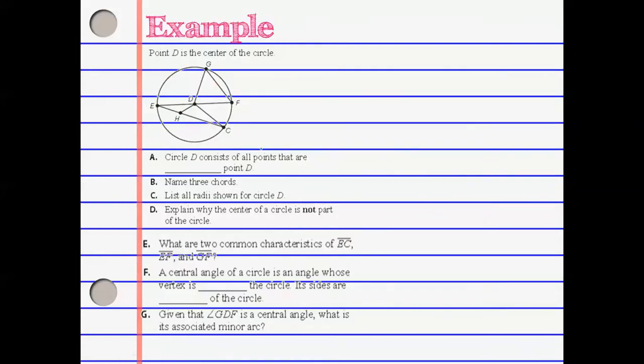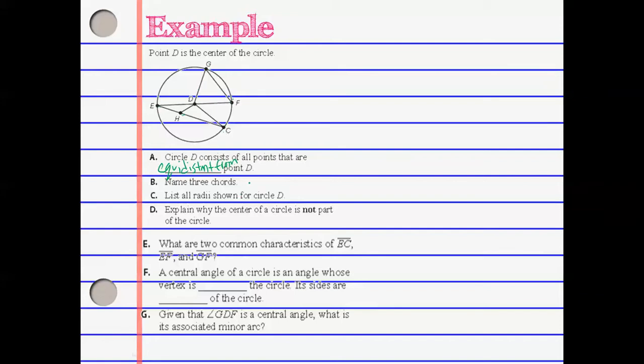Okay, so here we want to just fill this in. This says that circle D consists of all points that are what? Blank point D. Then this says equidistant. Equidistant from. So circle D consists of all the points that are equidistant from point D. The circle is only made up of the points that are actually on the edge of the circle. So H does not make up the circle. The only points that make up the circle are G, F, C, and E.